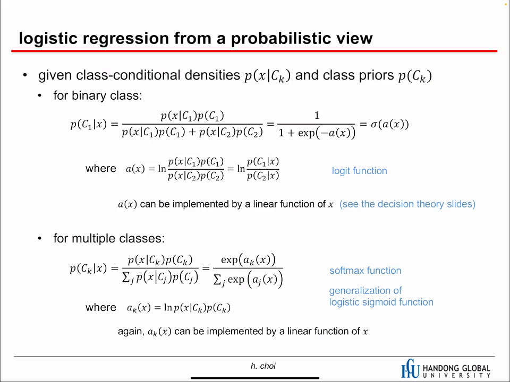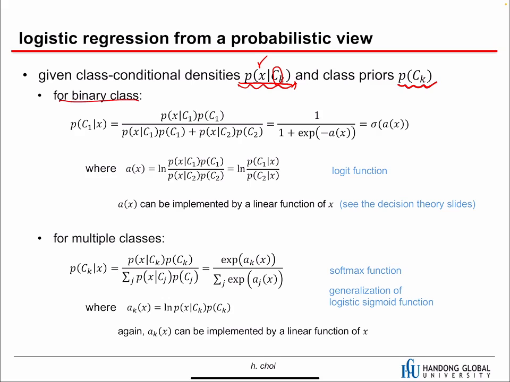Okay, then we can understand this logistic regression from a probabilistic view. Given a class conditional density like this, this one is actually a likelihood, right? So when we assume that the class is k, then what is the probability of x? How likely is x coming from class k? That is this probability, this likelihood. And we have a prior. Without any information, we can have some distribution.